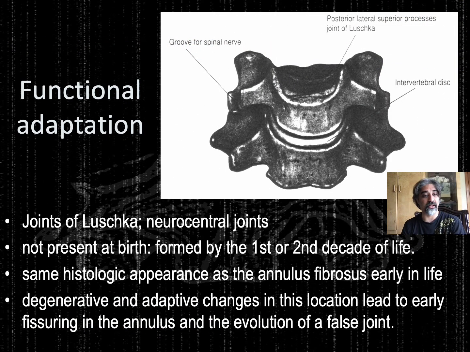They're also known as the joints of Luschka or neurocentral joints. We don't see them at birth. In the first or second decade of life, the same degenerative process that occurs in your 5th decade occurs to create these uncovertebral joints. They have the same histologic appearance as the annulus fibrosus, suggesting that maybe these come from the same embryonic cells.